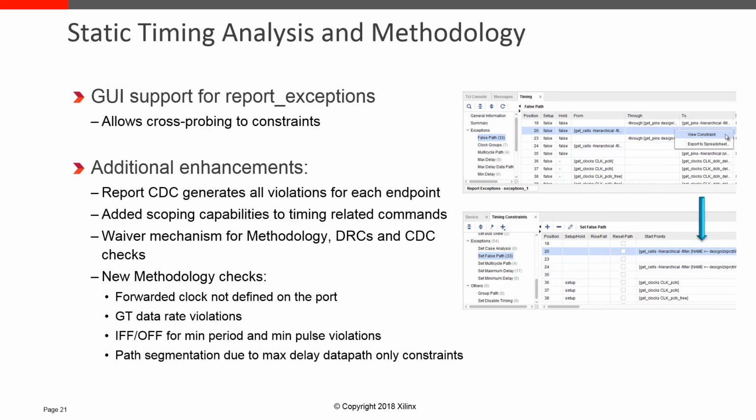For STA, in 2018.1, there is added GUI support for the report exceptions command that will allow the user to easily cross-probe the constraints from the exception report to the XDC file. In addition, report CDC -all checks per endpoint will generate all the violations for each endpoint instead of the highest priority violation per endpoint. To properly support various flows such as SDx and PR, the timing commands are now able to be scoped at the level of hierarchical module.